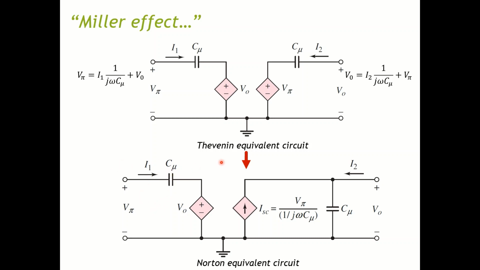Technically, for the input part, you keep it the same, but for the output, you convert the voltage source, the voltage V pi. So basically, instead of a dependent voltage source coupled with capacitor, now you have a dependent current source coupling parallelly with your capacitor, and you can write this dependent current source, I call it ISC, equal to V pi over 1 over j omega C mu.